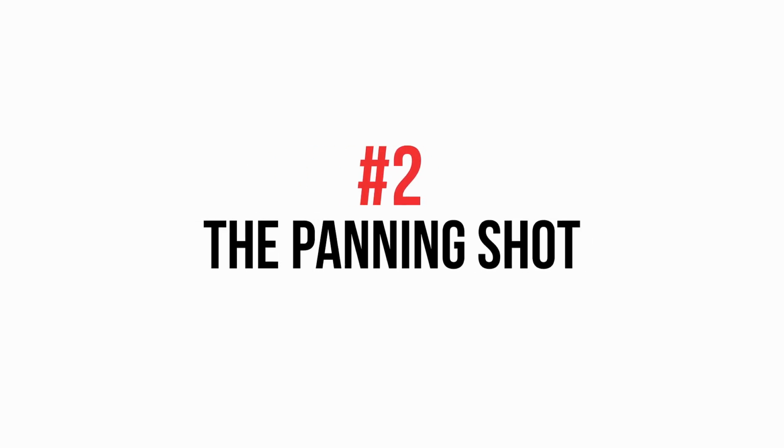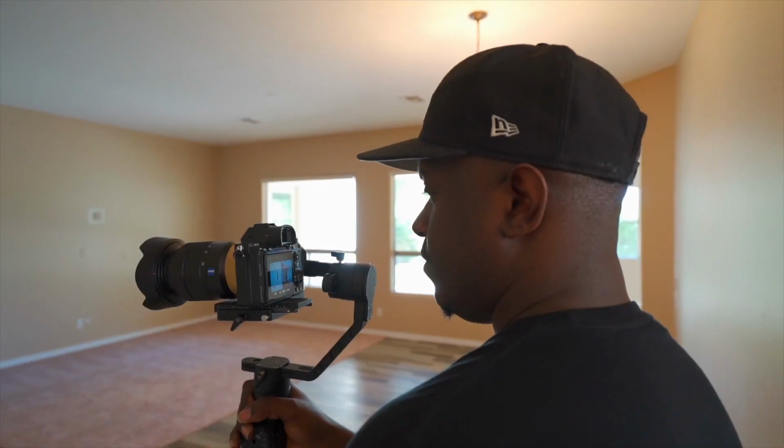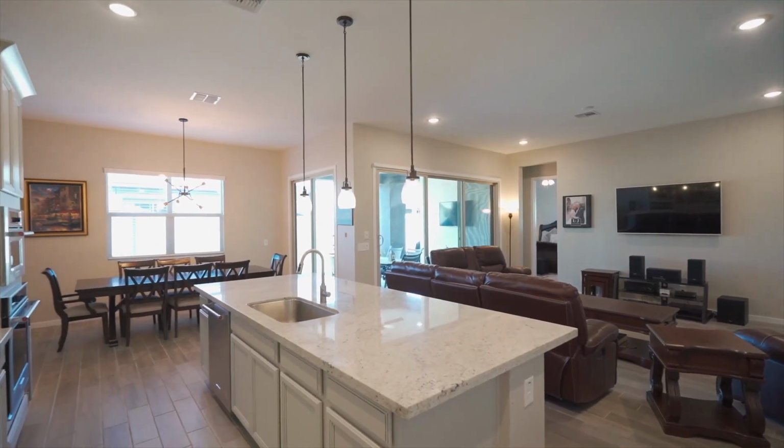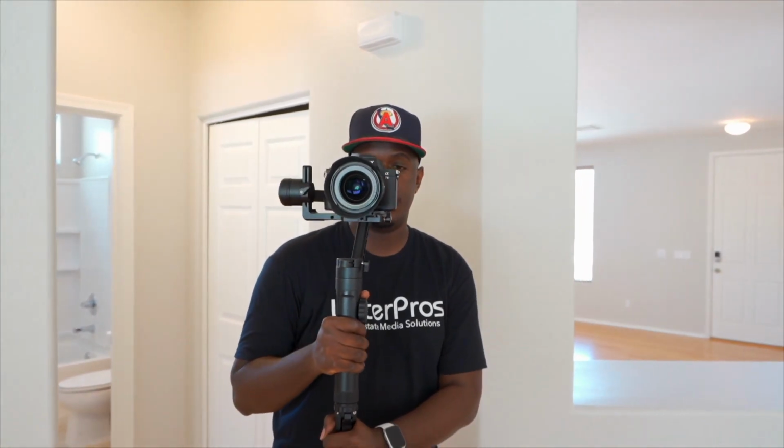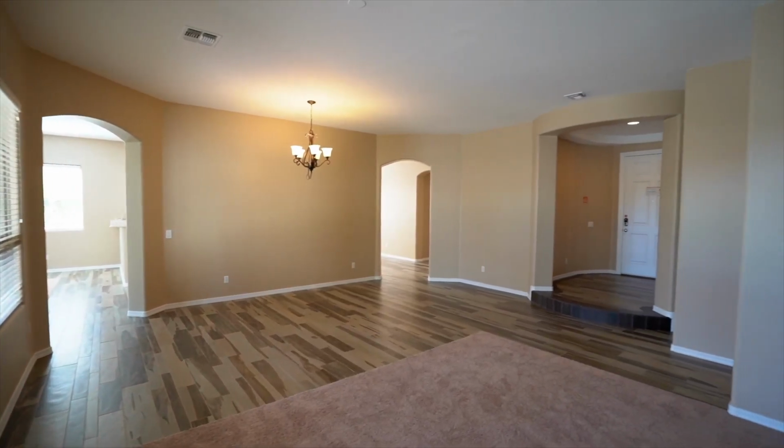The second shot type is the panning shot. This is a very simple but effective shot where you can just pan your camera from left to right or right to left. Panning is a great way to show an entire room. To do this, stand in one position and without moving your feet, pan the camera from one wall to the other, showing the entire room. One pan should take around 10 to 15 seconds. The slower you pan, the better the shot will be.